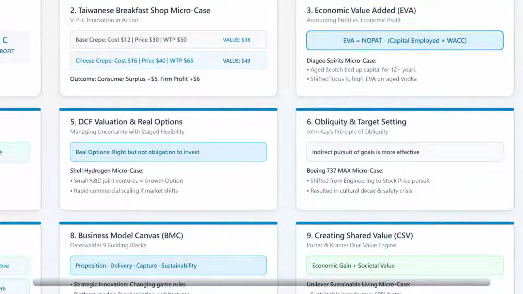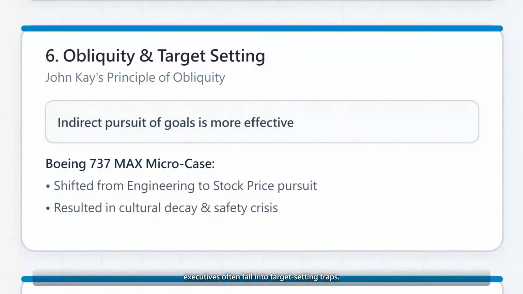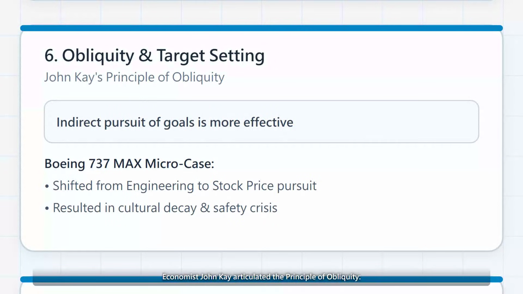When establishing organizational goals, executives often fall into target-setting traps. Economist John Kay articulated the principle of obliquity. High-level goals like profit maximization are best achieved indirectly. Companies intensely focused on engineering excellence or customer delight often generate higher profits than those directly chasing stock price.